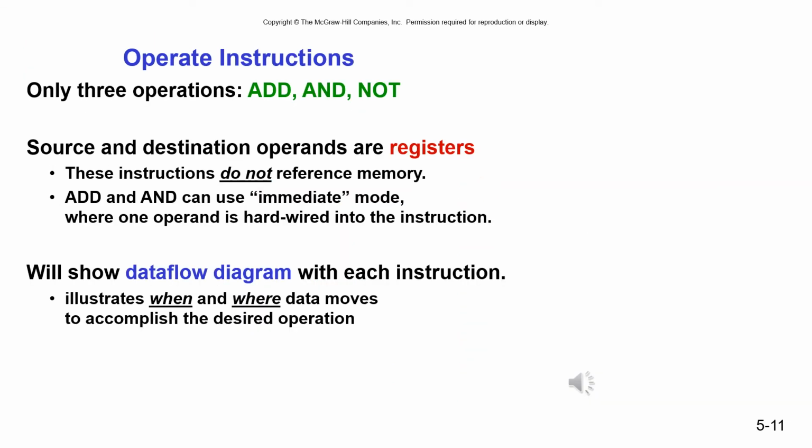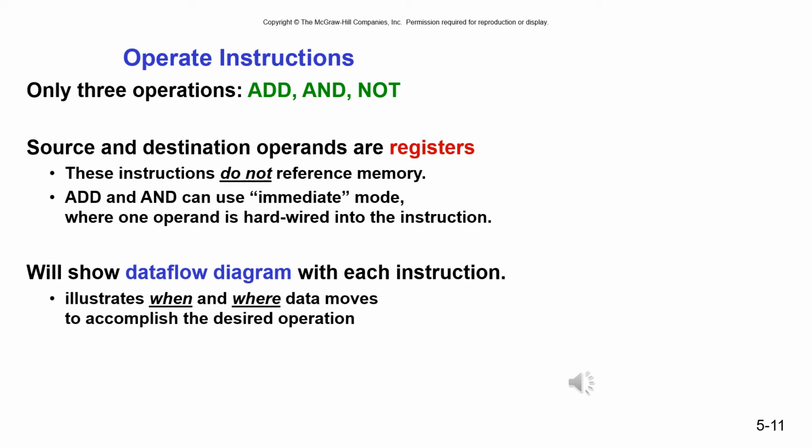We have 3 operate instructions, arithmetic logic instructions, if you will. They're add, and, and not. You'd be pleasantly surprised as to how much we can accomplish with add, and, and not.